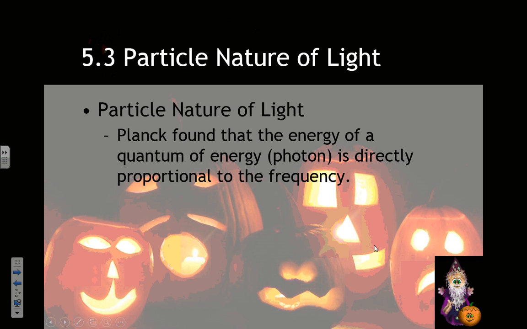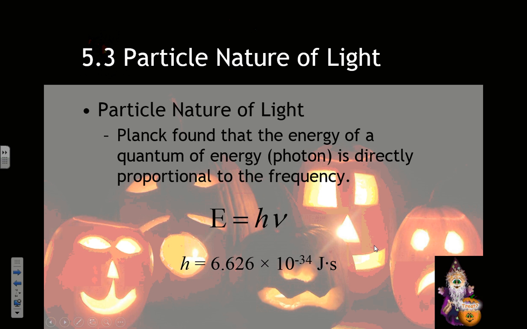Now, Planck found that the energy of a quantum, or what we call a photon of energy, is directly proportional to the frequency in this equation. Energy equals h, which is called Planck's constant, times nu. So this shows the relationship between the frequency and energy of a particle or bundle of light known as a photon. And remember, this is actually calculating the energy of one single photon. So we're talking about one photon, so it should be a very small energy.